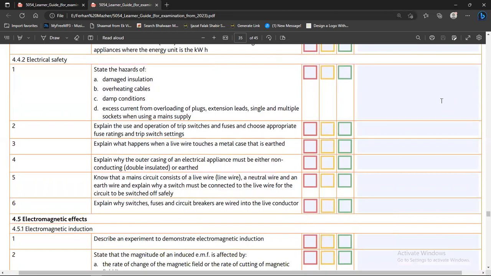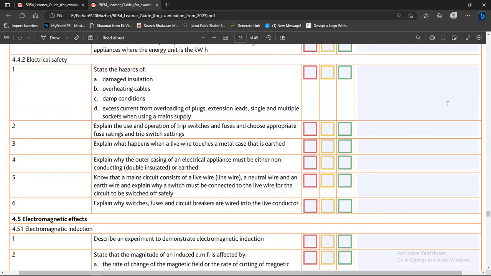Explain the use and operation of trip switches and fuses and choose appropriate fuse rating and trip switch settings. Explain what happens when a live wire touches a metal case that is earthed. Explain why the outer casing of an electrical appliance must be either non-conducting, double insulated, or earthed.